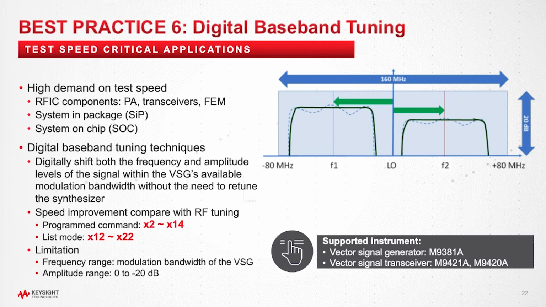Digital baseband tuning introduces a new vector signal generator architecture that is dramatically faster than the traditional RF tuning techniques. So the speed improvement compared to the RF tuning for programming and command is up to 40 times. For this mode, it can be up to 22 times. But the limitation for these techniques is that the frequency range is only the maximum modulation bandwidth of the signal generator, and also the amplitude range can only be up to 20 dB.